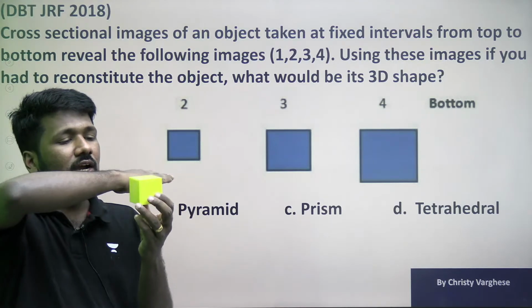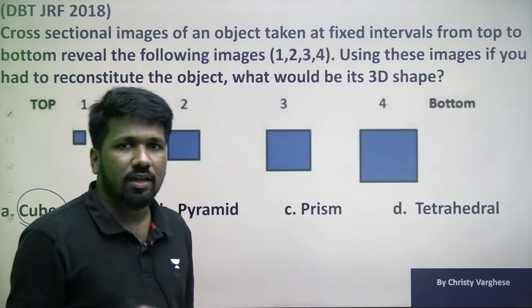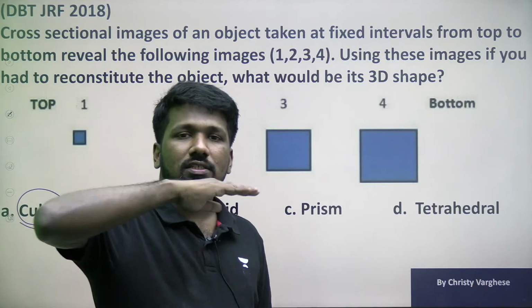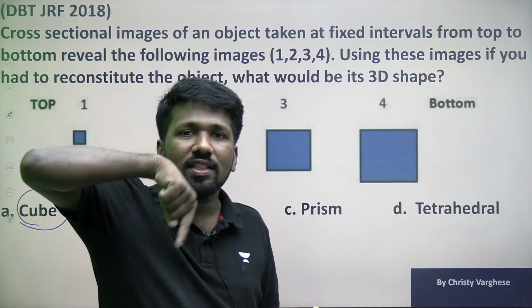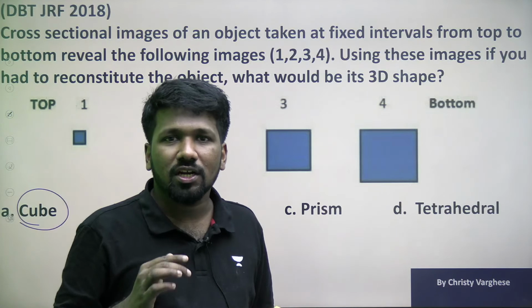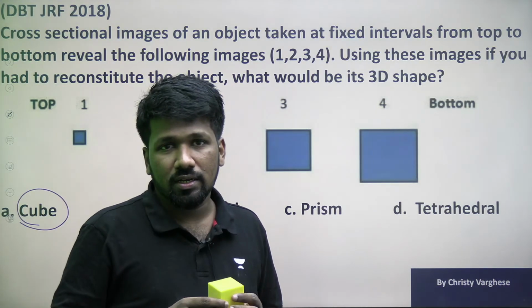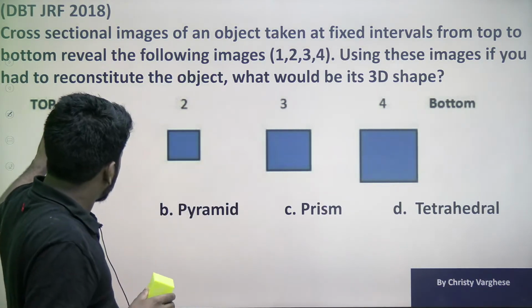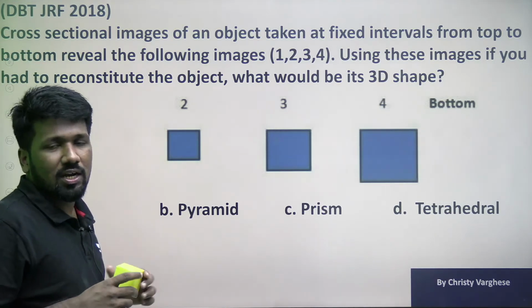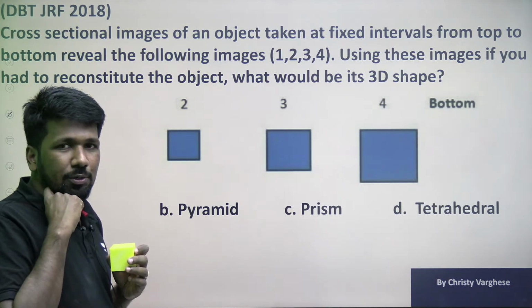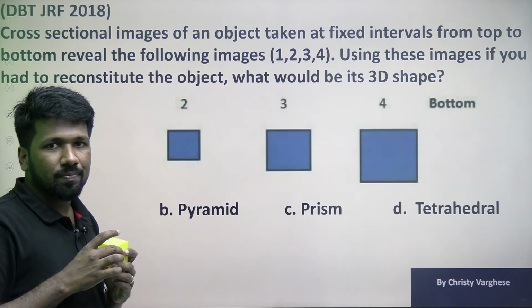Cross-sectional images means if you are cutting it. For example, if you have a banana in front of you, if you cut it like this, you will get a cross-section. Now that will be a circle, more or less a circle. So, instead of this square, it will be a circle in the case of a banana. Are you all understanding what I am trying to say?